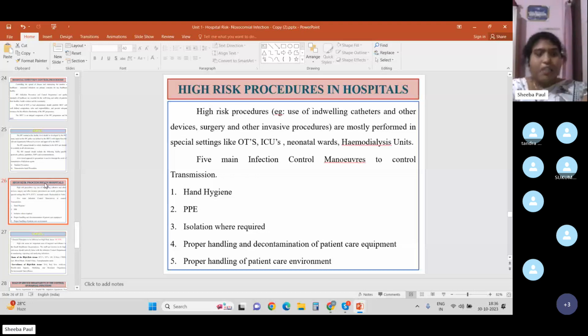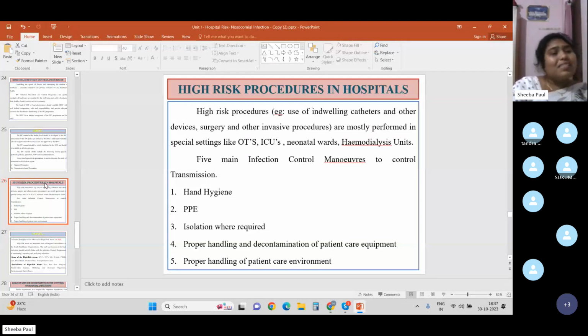First one is hand hygiene. So washing the hands thoroughly by using all the 7 steps of hand washing. Second one is PPE. PPE includes all the personal protective equipments, including the hair cap, the head cap and goggles, mask, and depending on the condition of the patient, whether it is double masking or double gloving, it depends. But PPE is mandatory. Isolation whenever and wherever it is required, proper handling and decontamination of patient care equipment, proper handling of patient care environment.